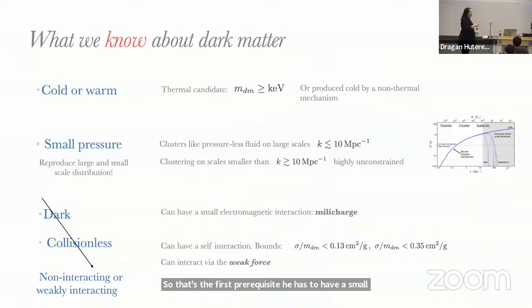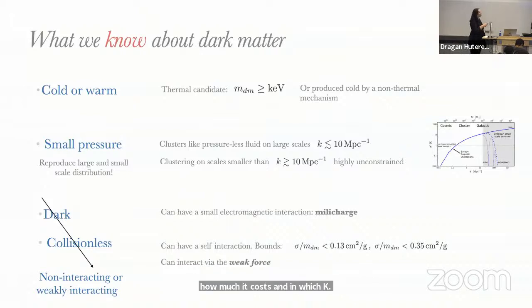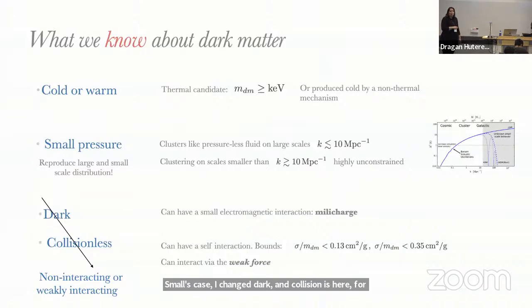It has to have a small pressure. And when I say pressure, I'm basically saying how much it clusters and on which scales it clusters. And we know that it clusters like a pressureless fluid on large scales, right? So these scales, the white here, and on small scales, it's still highly unconstrained. So we have a lot of freedom in how dark matter clusters on small scales. I changed "dark and collisionless" here to "non-interacting or weakly interacting with itself," through the weak force, electromagnetically. So it has to be millicharged at most. With itself, the self-interaction has those bounds, and it can interact with the weak force. So it's not that it's collisionless and dark, no, it has bounds. And you can explore those bounds.